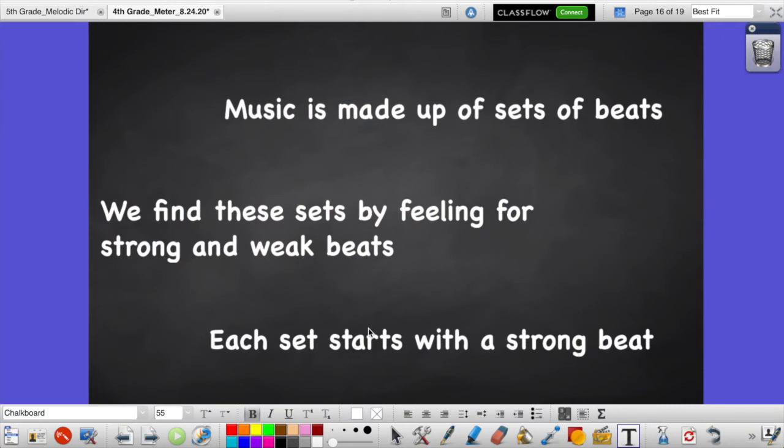All right, so let's get back to the music. Now, music is made up of sets of beats.